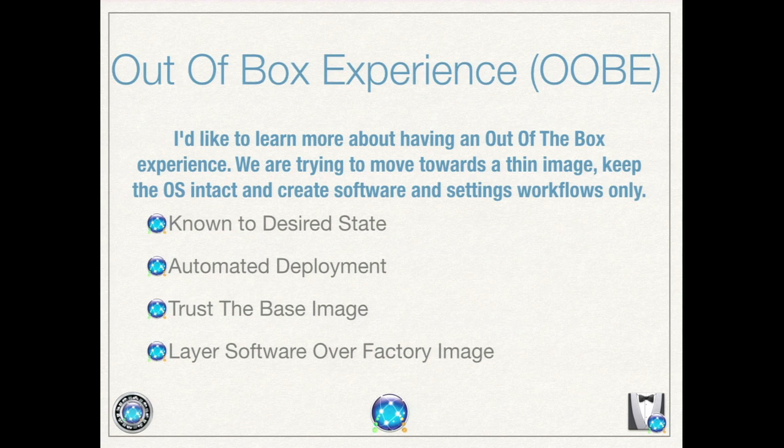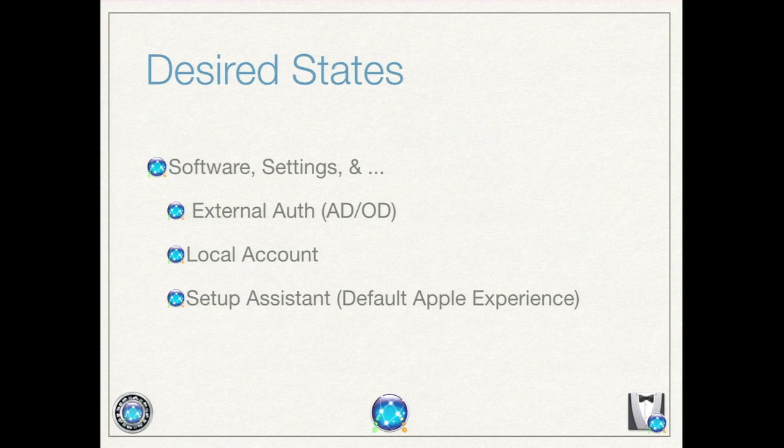What we're going to talk about is unknown to known to desired states. When you get a machine out of the box from Apple, chances are it's in a known state. You know what operating system came on it, you know what build came on it. At that point, you can do an automated deployment of that system and layer on software, settings, and configuration items on top. So there are some desired states.